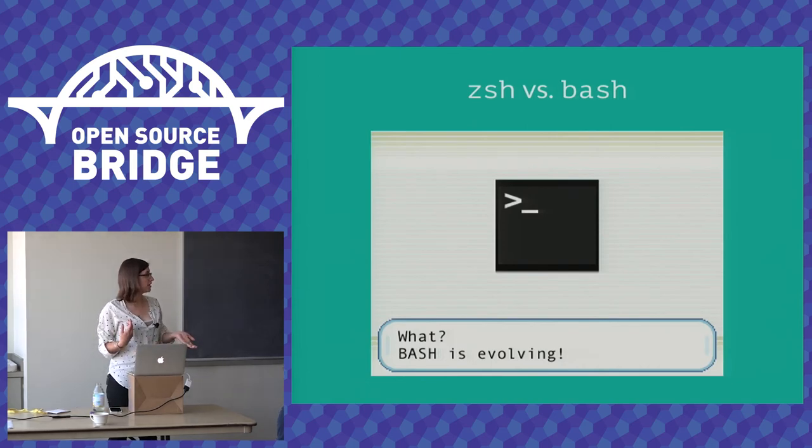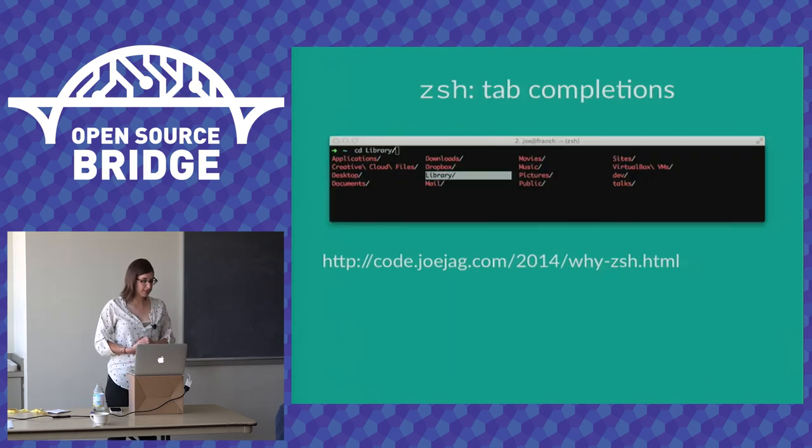Why would you use ZSH instead of bash? ZSH is actually a superset of bash. So 99% of what you can do in bash, you can do in ZSH, plus all that and more. It's like an evolution of bash. For example, ZSH has some really cool tab completions. If you type cd and press tab, ZSH will show you the valid directories that you can type next and go from there. So it's trying to help you remember what the path looks like.